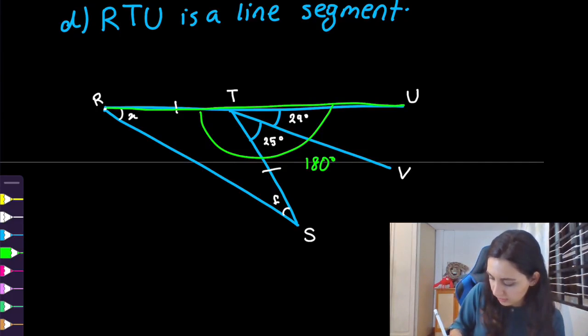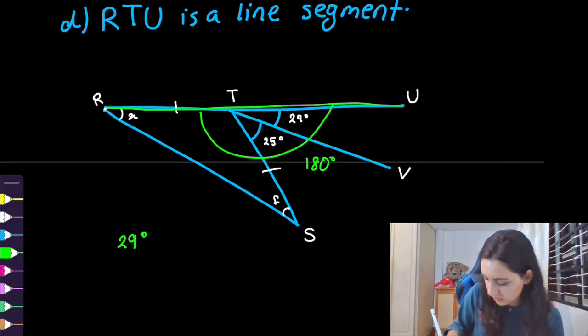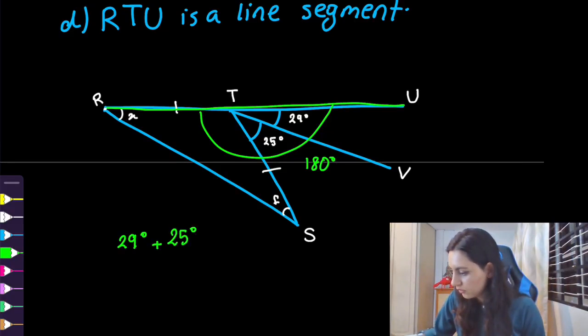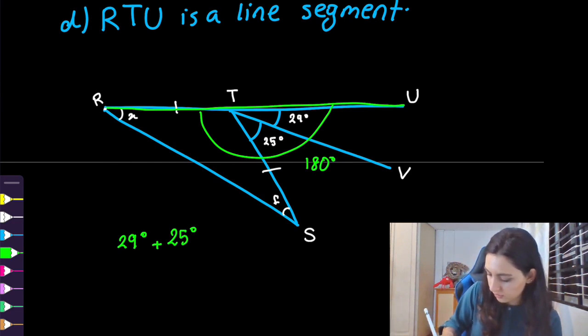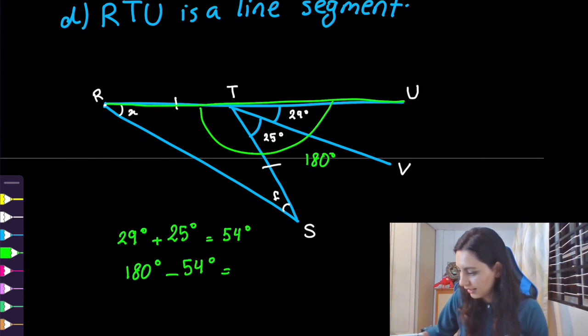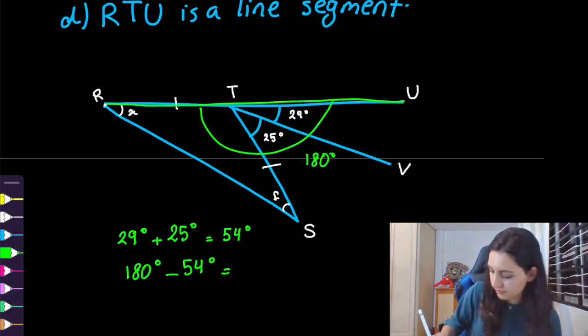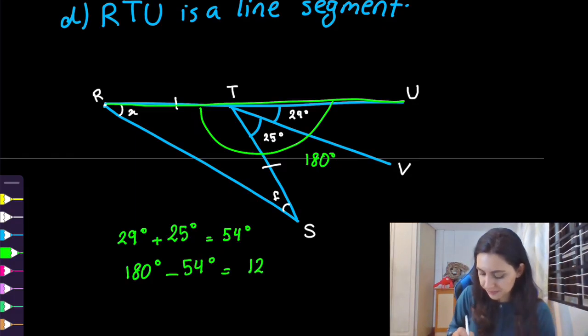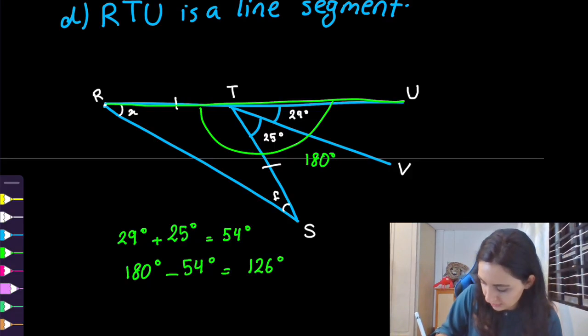So we say 29 degrees plus 25 equals 54. Then 180 degrees minus 54, you get 126. So this angle is 126.